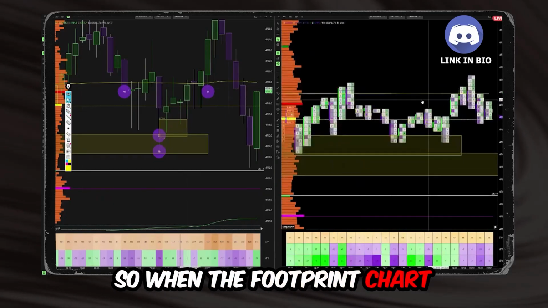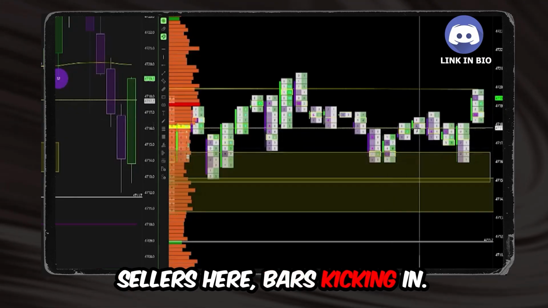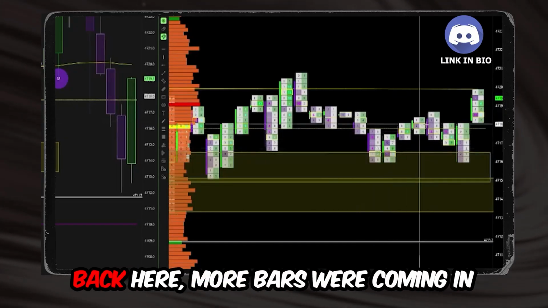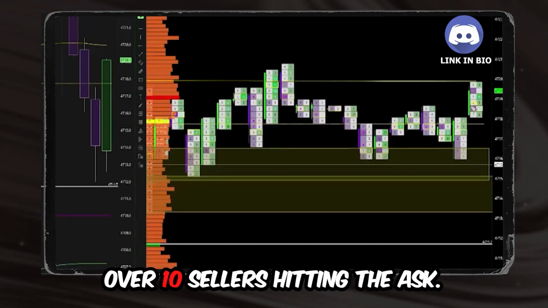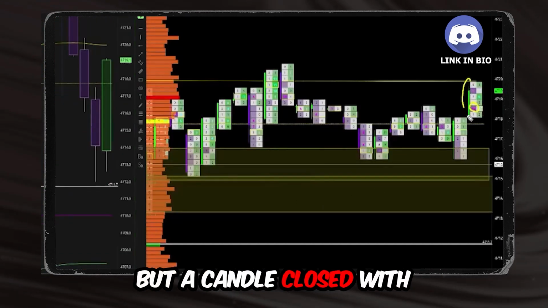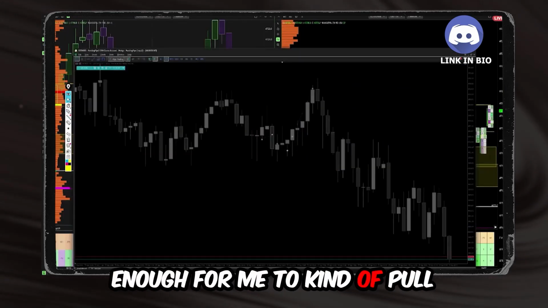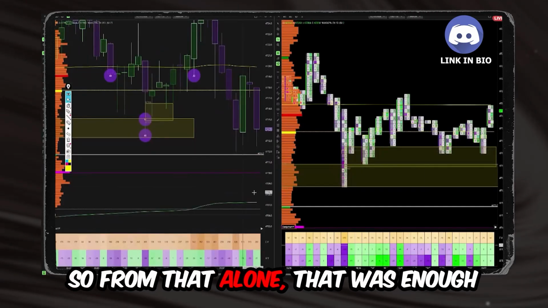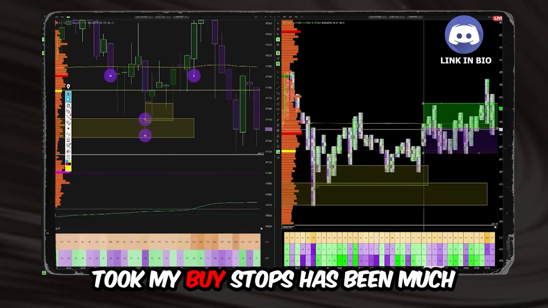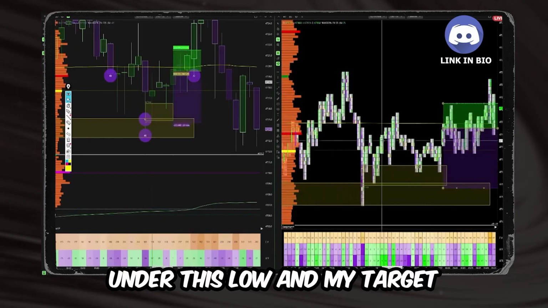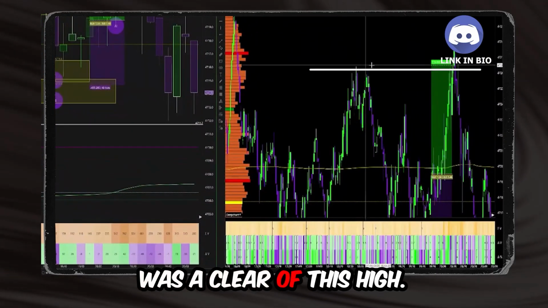So when the footprint chart comes in, I saw this. Sellers here, buyers kicking in, and then the same again when it came back here, more buyers were coming in. And you can see that there were over 10 sellers hitting the ask, but the candle closed with a very good green candle, a very strong green candle. So when I saw that, that was enough for me to pull the trigger on that trade. I said, okay, this one's looking good. I want to pull this trade. Took my buy, stops just under this low, and my target was a clear of this high.